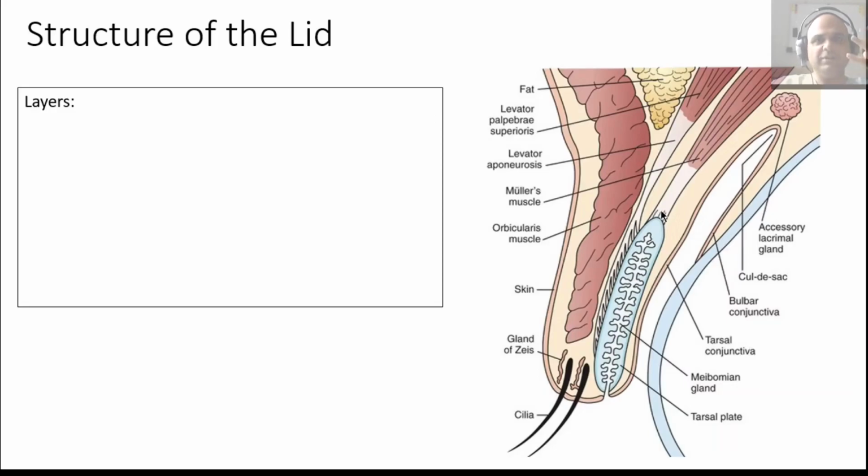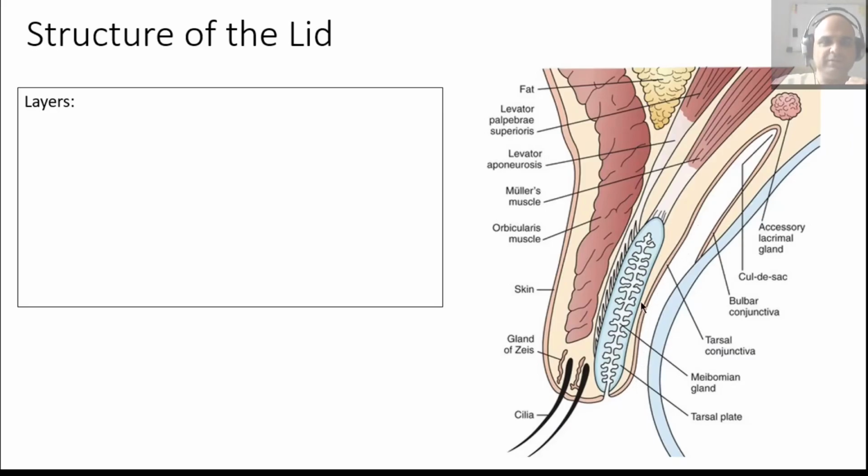The structure or the integrity of the lid, by which I mean the shape of the lid, is provided by the tarsal plate. The tarsal plate is just thick fibrous tissue which provides the skeleton of the lid. It has meibomian glands, also called tarsal glands, and they produce sebum or oily secretion that forms the superficial-most part of the tear film, and it retards evaporation so that the tears have a little bit of contact time with the eye.